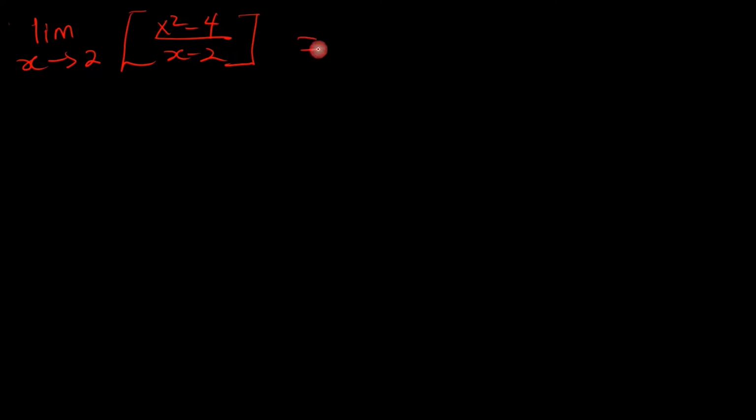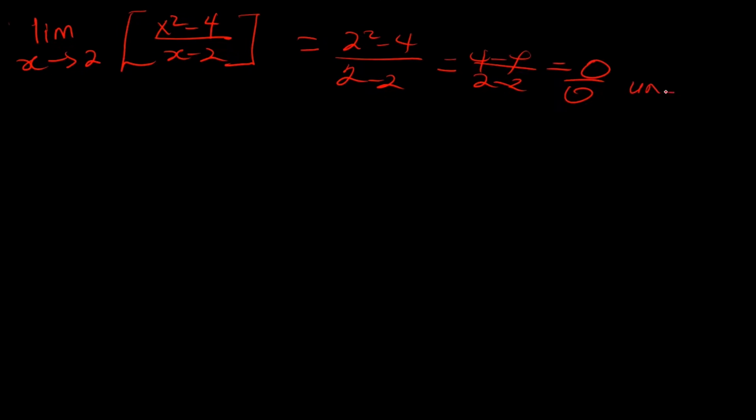So we have 2 squared minus 4 all over 2 minus 2. So 2 squared is 4, so 4 minus 4 all over 2 minus 2. You obviously get 0 over 0, which is what? Undefined. The function will become undefined. But the limit of this whole function does exist, so we cannot get undefined. But the question is, what is the problem here?